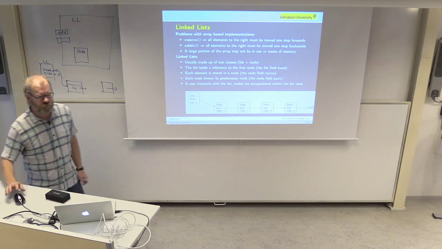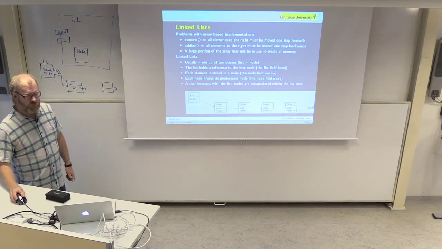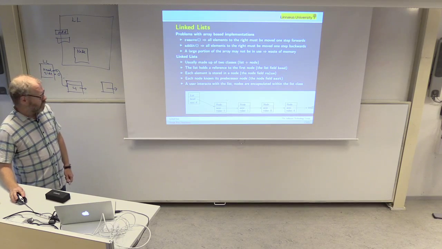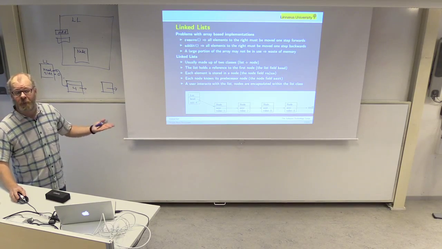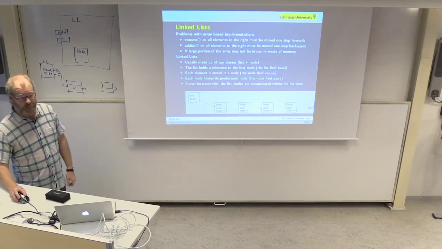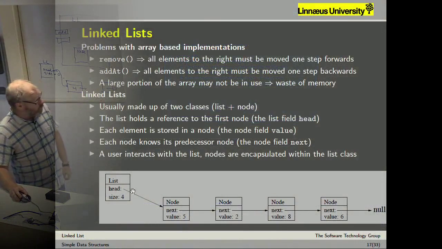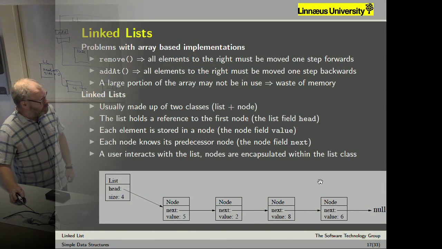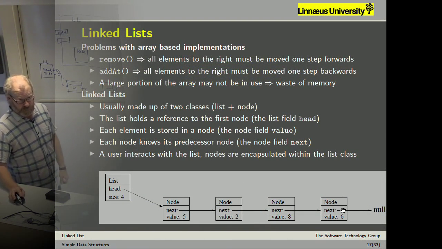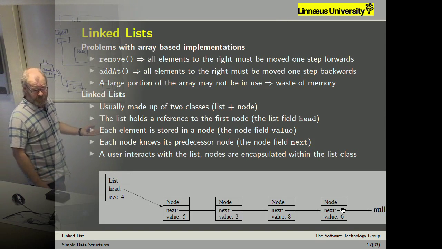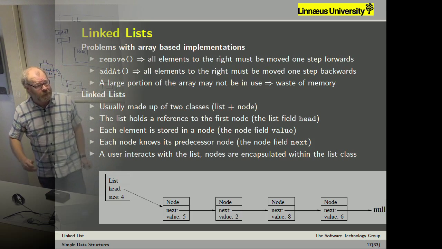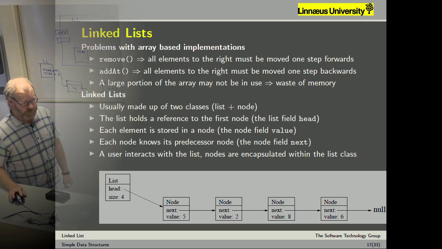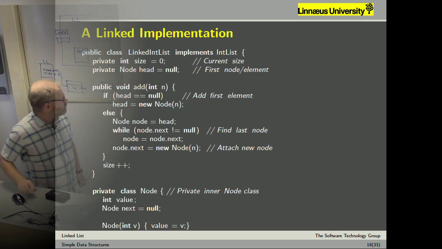Yeah? Why don't you also store the last element in the main list class? Yeah, this is an improvement. It's called the head and tail approach. We're not only knowing about the first one, we also keep track of the last one. It will simplify the add operation considerably. But let's start with the simplest case, and it's this one. We only know about the head node. Did you understand how this one works?